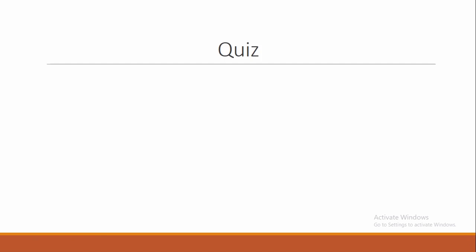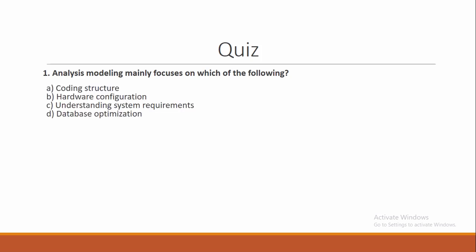Yes, so let's move to the quiz. The first question is, analysis modeling mainly focuses on which of the following? Options are coding structure, hardware configuration, understanding system requirements, or database optimization. Yes students, what will be the right answer? Just think and tell me the answer. Yes, understanding system requirements is the right answer.